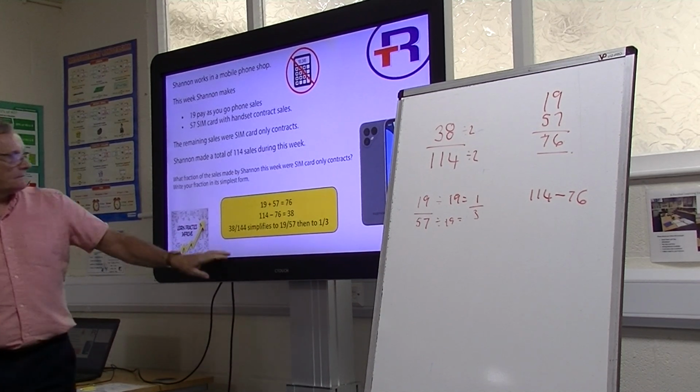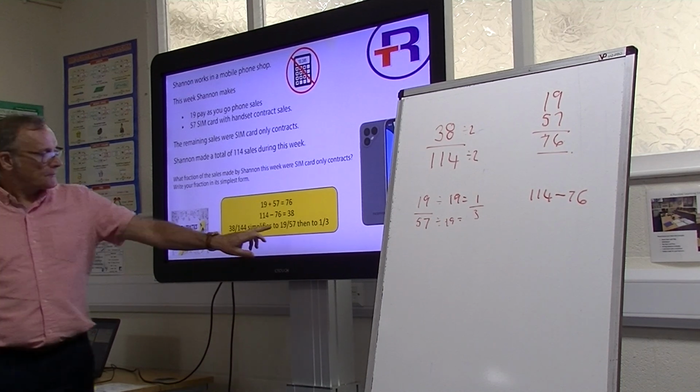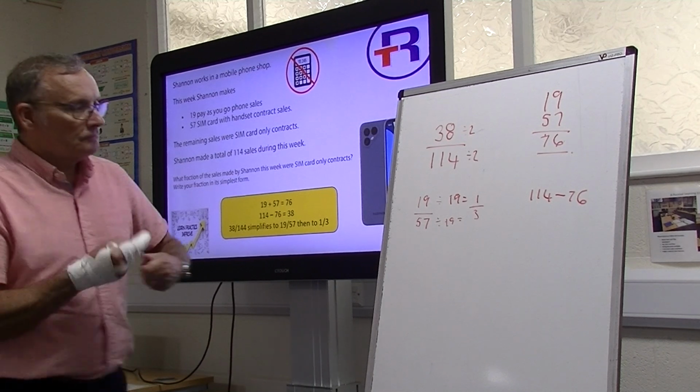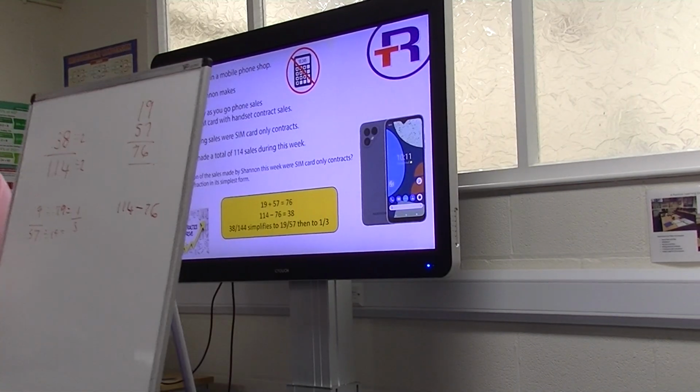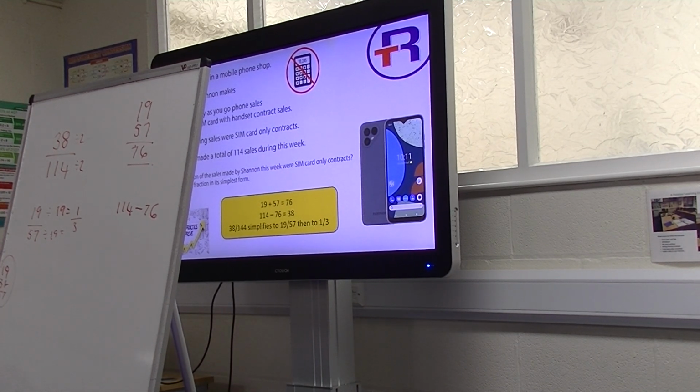There it is. That says 144. It should say 114. So 19 over 57, I divided by 2 to start with, and then divided by 19. If you're not so sure, do your 19 times table. 19 plus 19 is 38, plus another 19 is 57. There it is, yeah? So it's a bit easier to add your numbers up sometimes, just to help you along.